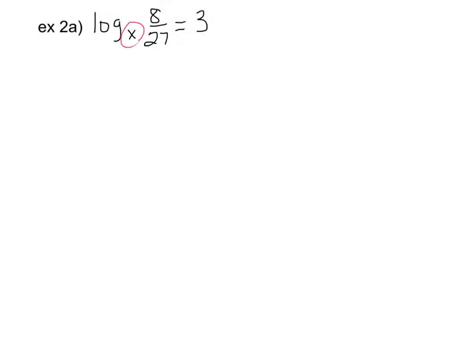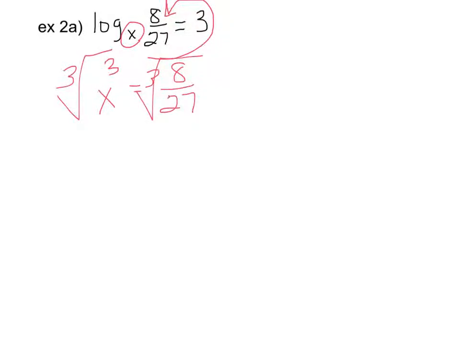We start here with the x. We go toward the equal sign and around. So this is really x to the 3rd power is equal to 8 over 27. Now, how do I get rid of that 3rd power? Yep, cube root. So I'm going to cube root this side, cube root this side.